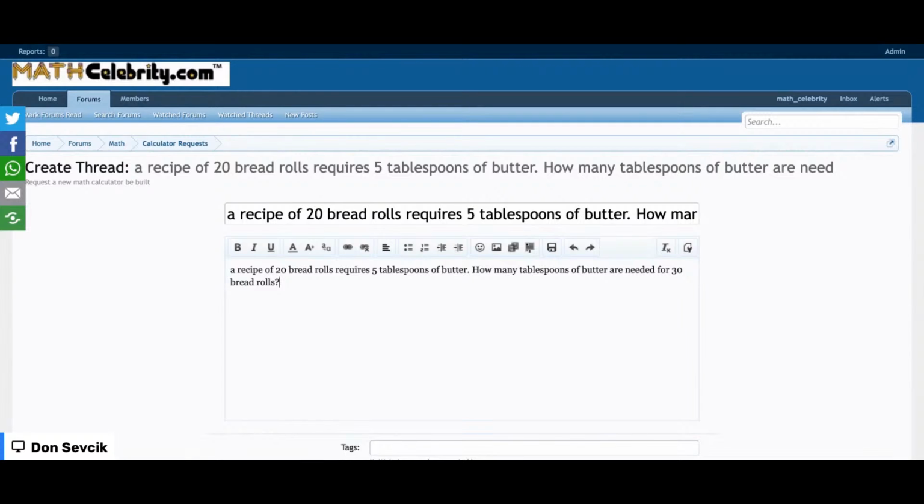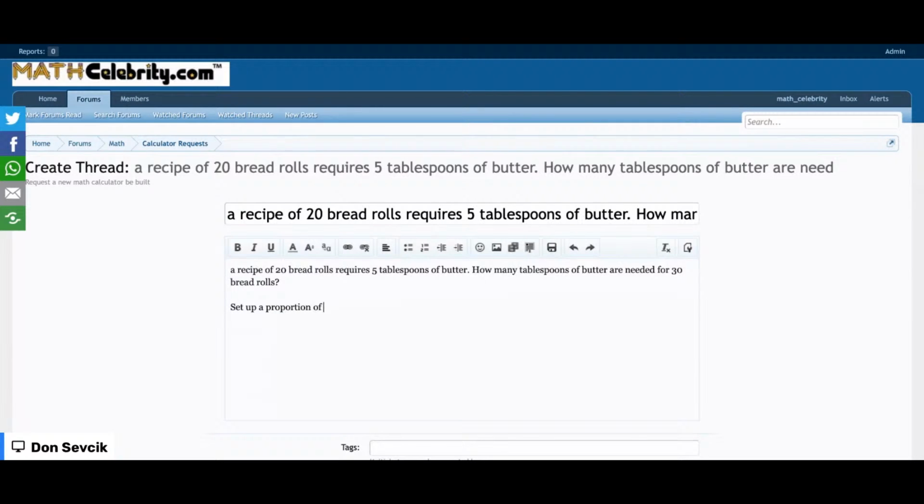A recipe of 20 bread rolls requires 5 tablespoons of butter. How many tablespoons of butter are needed for 30 bread rolls? Set up. So this is a proportion problem. We assume with recipes that you scale ingredients proportionally.